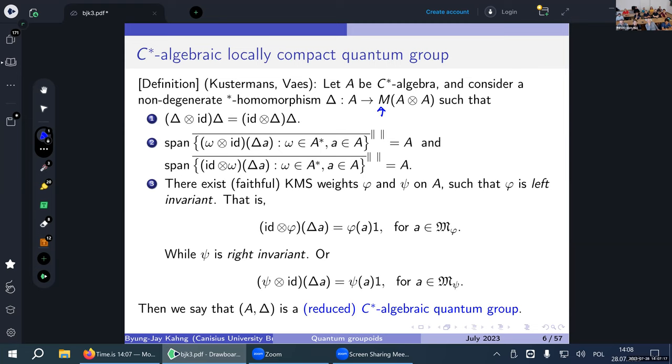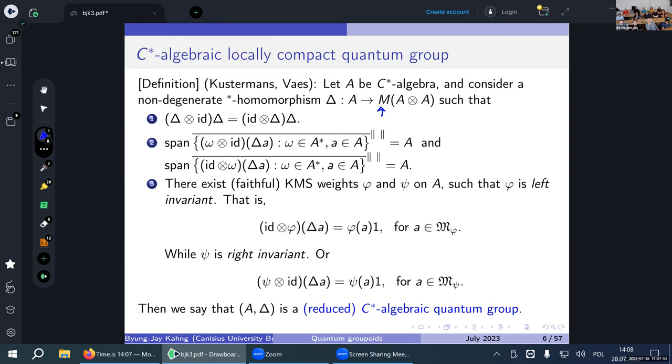And I have another question. As you said, it's an open problem whether the existence of these KMS weights is automatic, but suppose that one of them exists, for example this phi, which is left invariant. Does it follow that the right invariant one then also exists? Easily, maybe. So I mean, in a way, yes. I mean, assuming that we have the antipode.